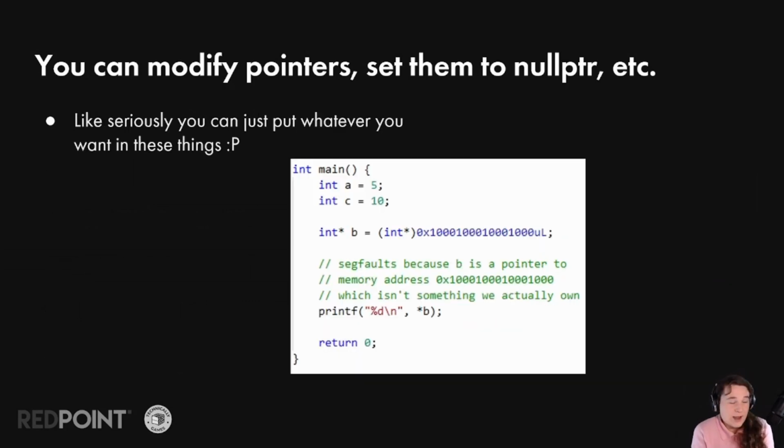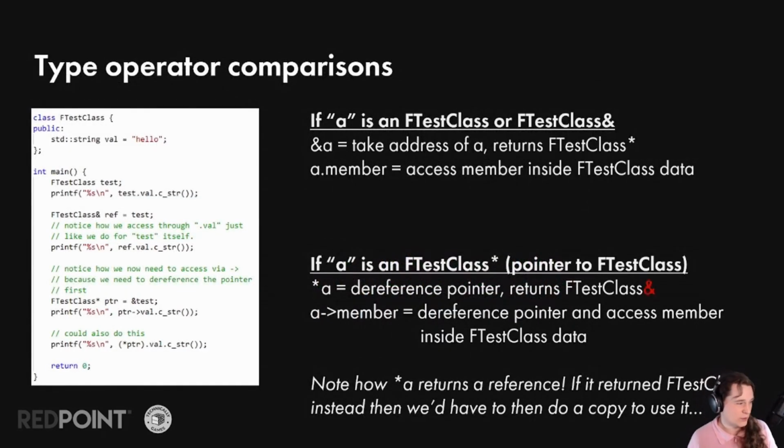You can just set them to wherever you want. This is totally fine, but it will obviously crash because this memory address isn't a thing that you actually own. You can just put whatever you want. A pointer is just a 64-bit number. You can put whatever you want in there and then dereference it, and then your program will crash. But I really want to stress the point: just put whatever you want.